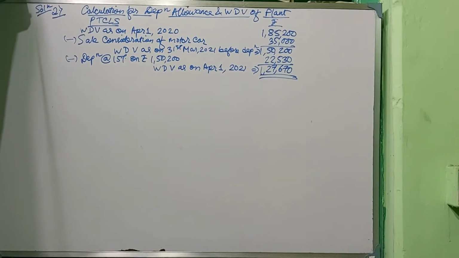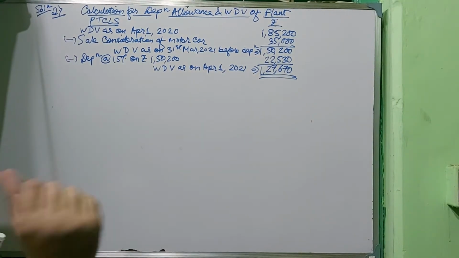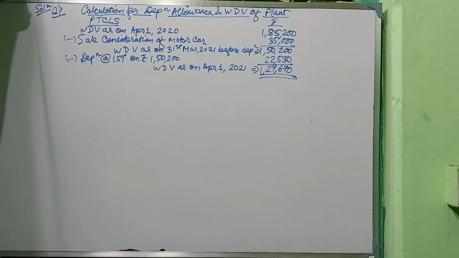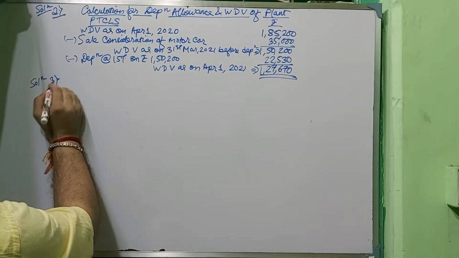One, the sales has been made at rupees 1,40,000, another one at 2,50,000. So you need to calculate depreciation allowance for the year 2021 and WDV also. So this is the solution for sum number 3.